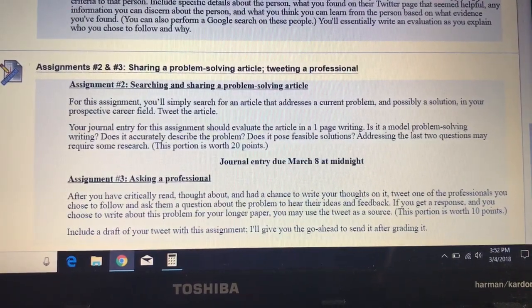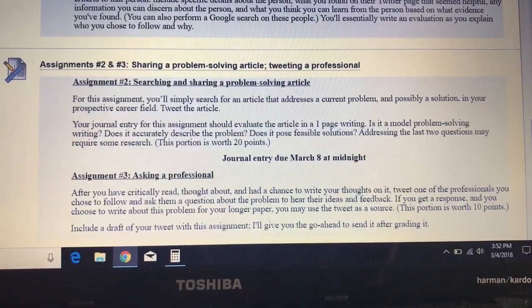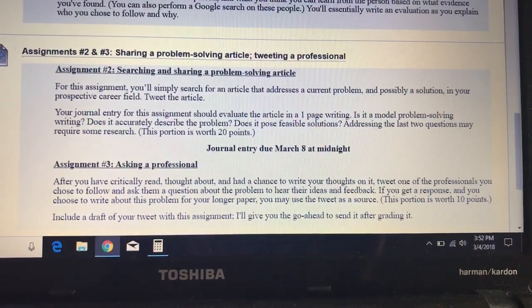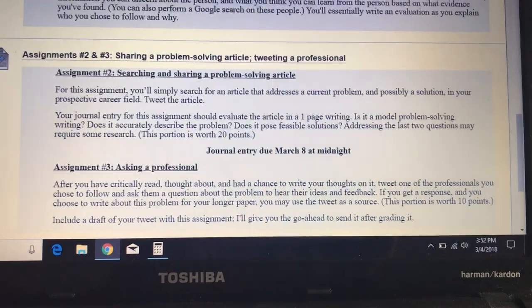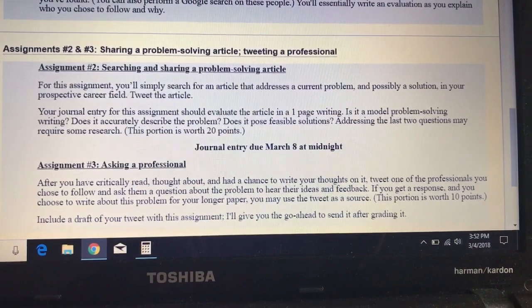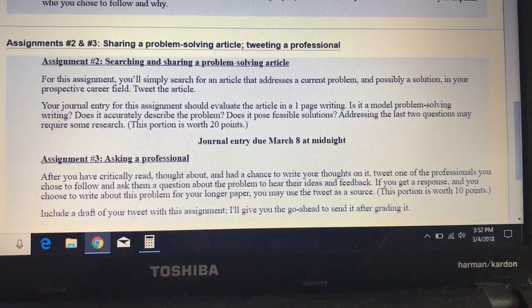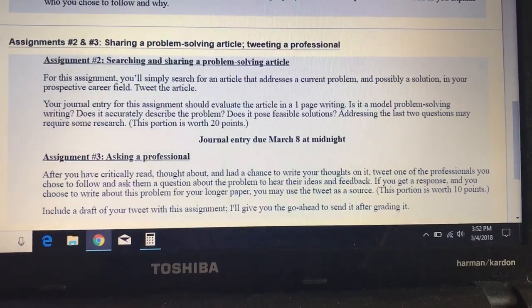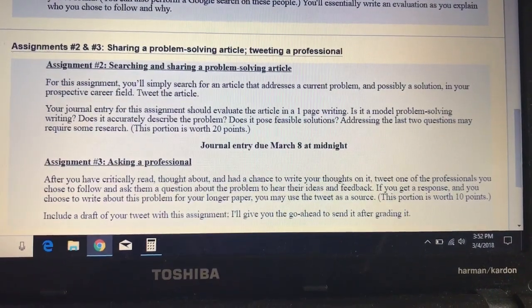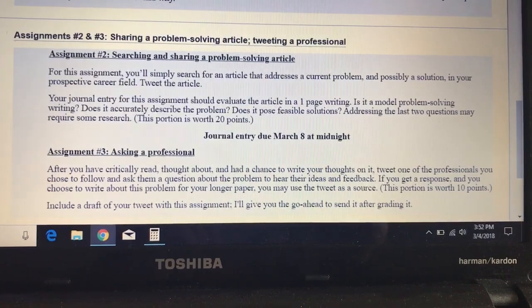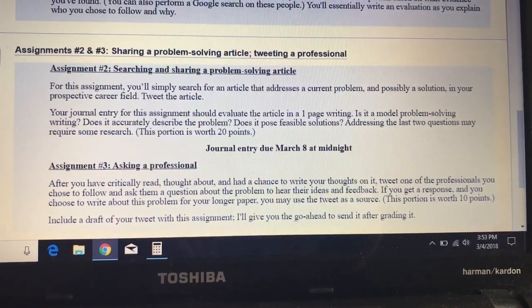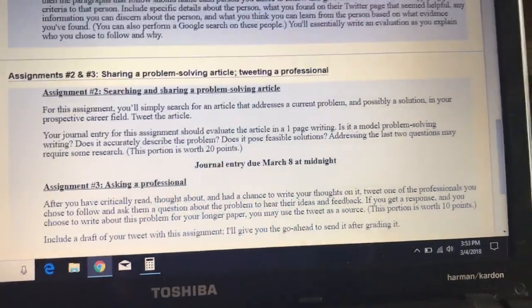This journal writing will be just 1 page long, and what I want you to do is to evaluate the article. So I want you to consider whether or not it's a model problem-solving writing. The questions in the second paragraph start out by asking just that: is it a model problem-solving writing? Does it accurately describe the problem? Does it pose feasible solutions? And you'll likely have to do some research to find an answer for those last two questions.